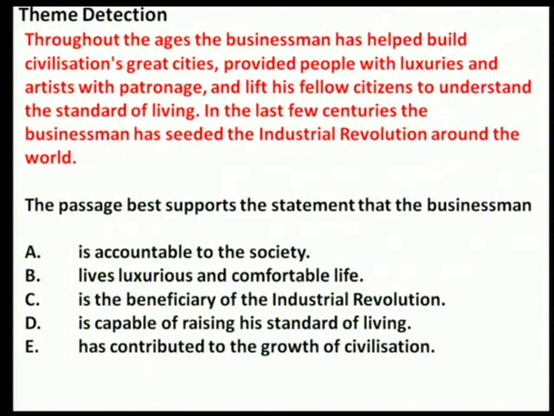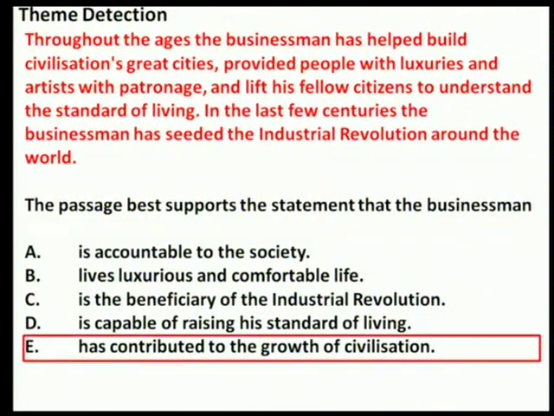This is very easy. You should be able to find out the answer. Please read the passage again, read slowly, and then try to find out which option fits the best that supports the statement of what the role of businessman is. Read it again. I'm going to pause, read it. E is the correct answer. The businessman has contributed to the growth of civilization.